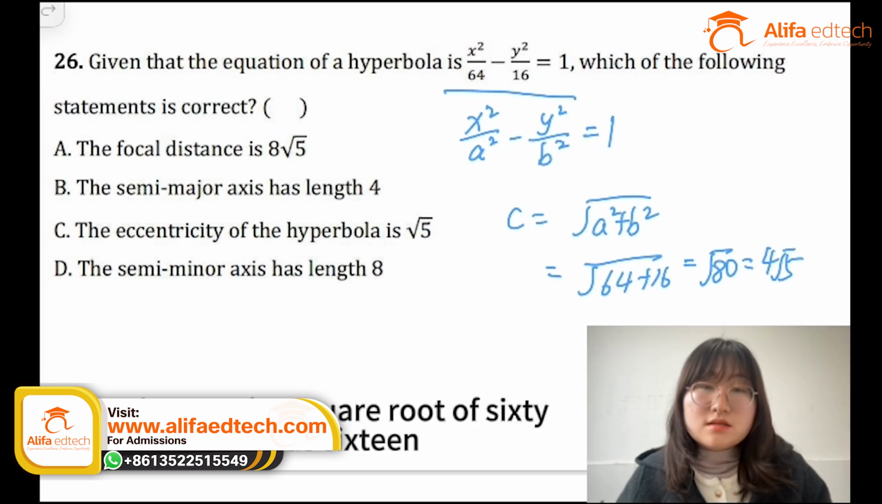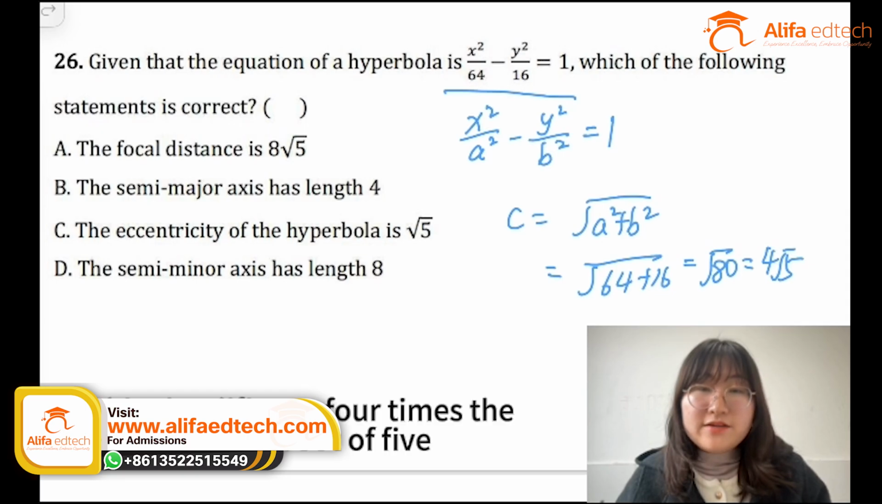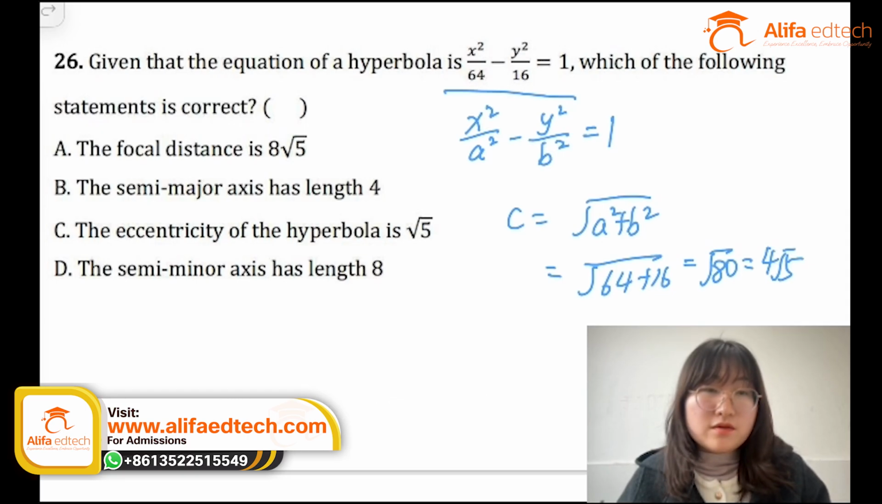That gives us the square root of 64 plus 16, which is the square root of 80. This simplifies to 4 times the square root of 5. The correct answer is A.